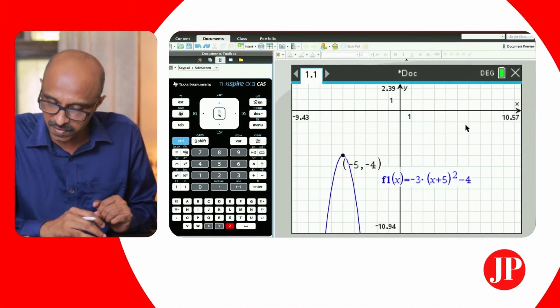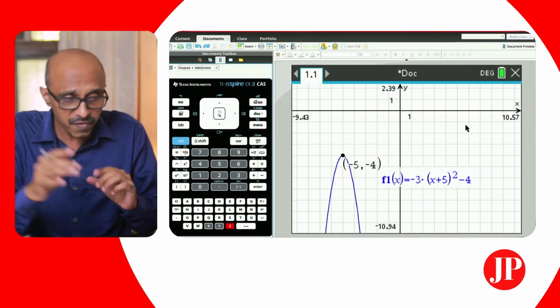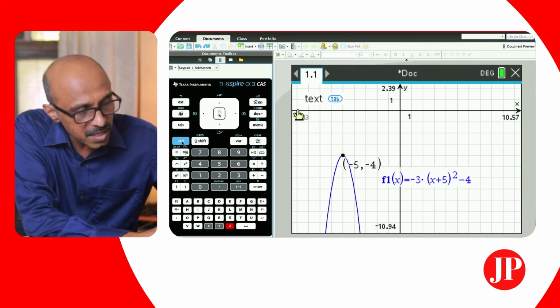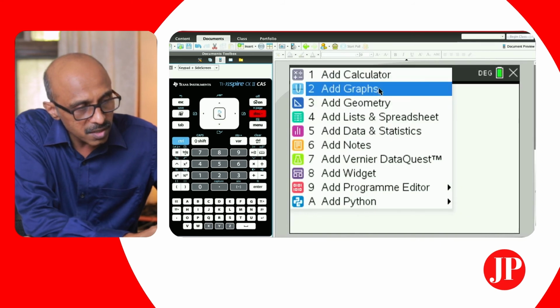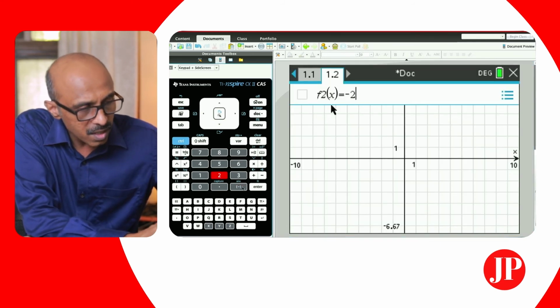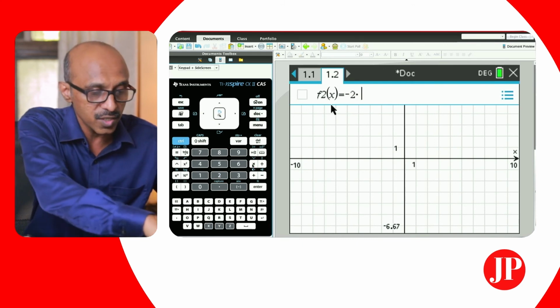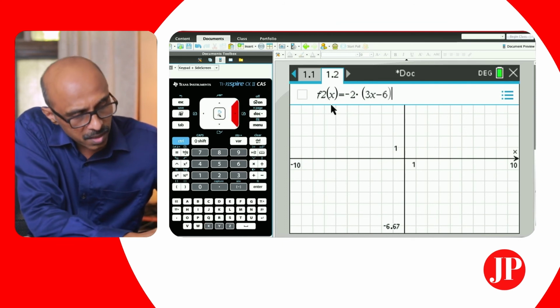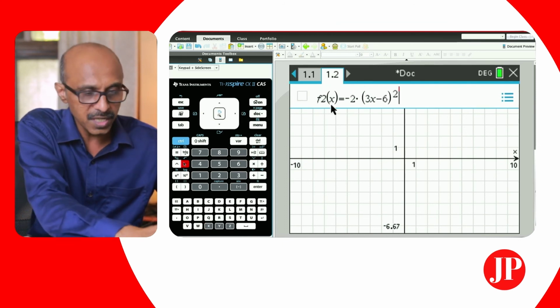So here we go. We're on the graphing calculator. I'm going to enter both the functions as they are, on a new graph page. I'm going to enter the original one as it is: negative 2 times, I'm going to enter that as 3x minus 6, the whole square, and we're going to put a plus 4.